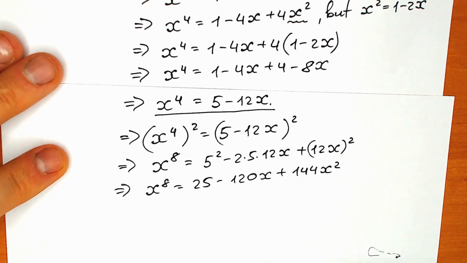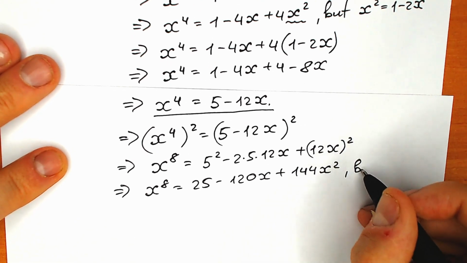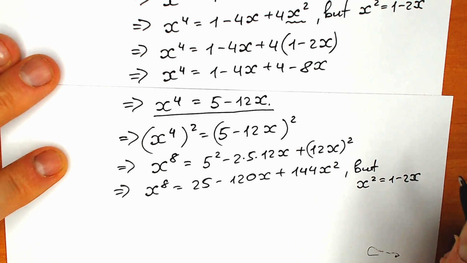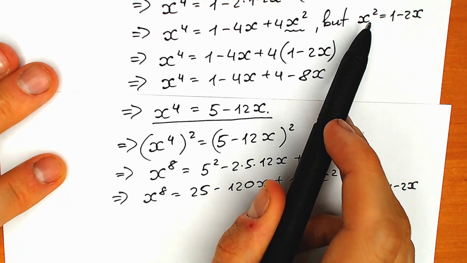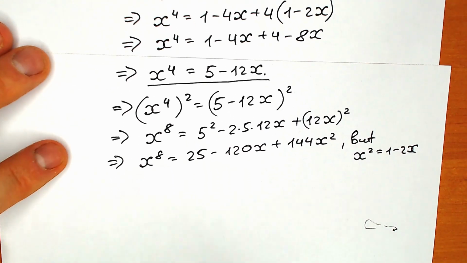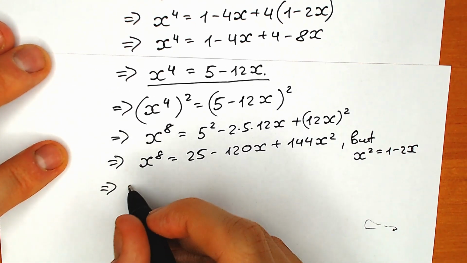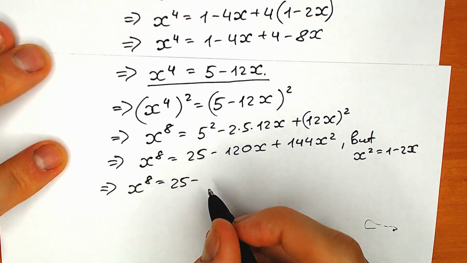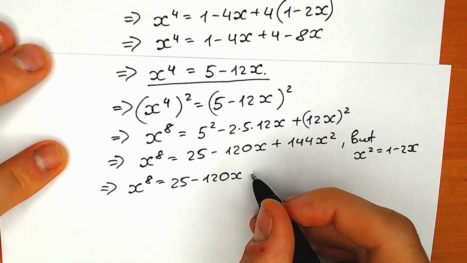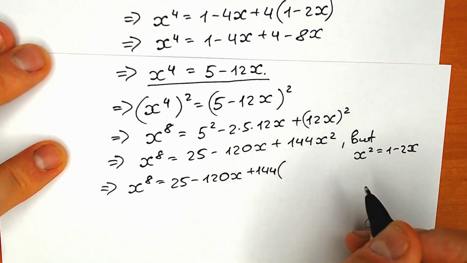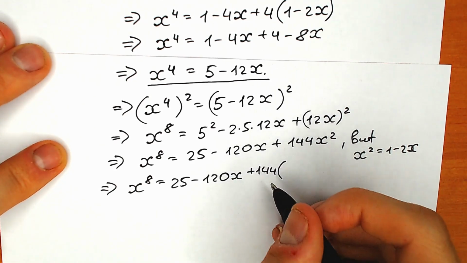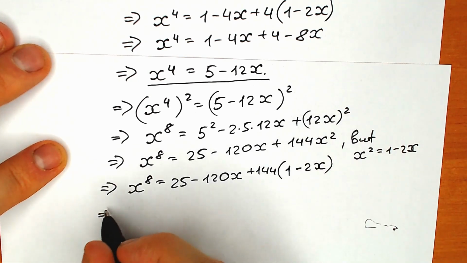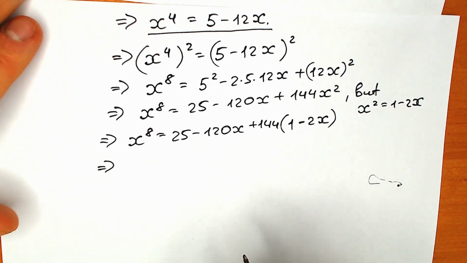Okay, really great, but we don't need to forget that our x squared is equal to 1 minus 2x. So we have the same thing right here, but x squared equal to 1 minus 2x. As a result, we can easily write that our x to the power 8 equals 25 minus 120 times x plus 144, and times this x squared, which equals 1 minus 2x. So 1 minus 2x. Really great. Let's simplify this a little bit and we will have our answer.